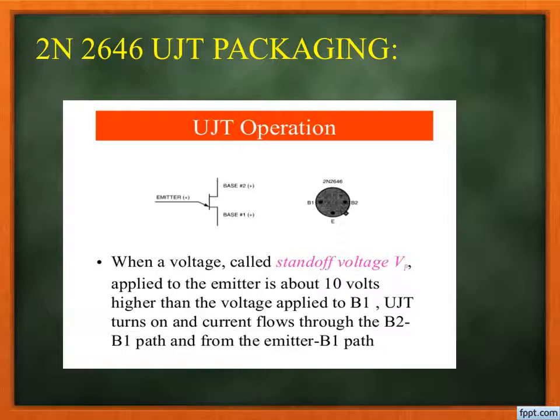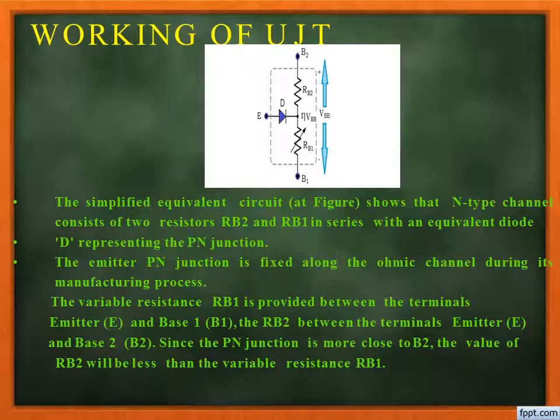When a voltage called the standoff voltage, also known as peak voltage, of about 10 volts is applied to the emitter, which is higher than the voltage applied to base 1, then the UJT will turn on and the current will flow through base 2 to base 1 and from emitter to base 1. Here comes the working of UJT.